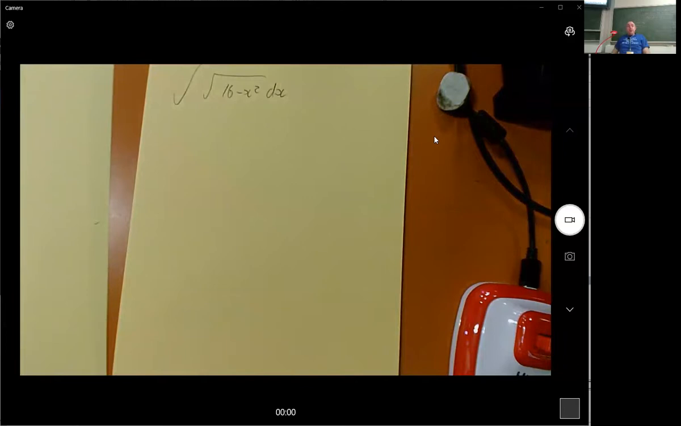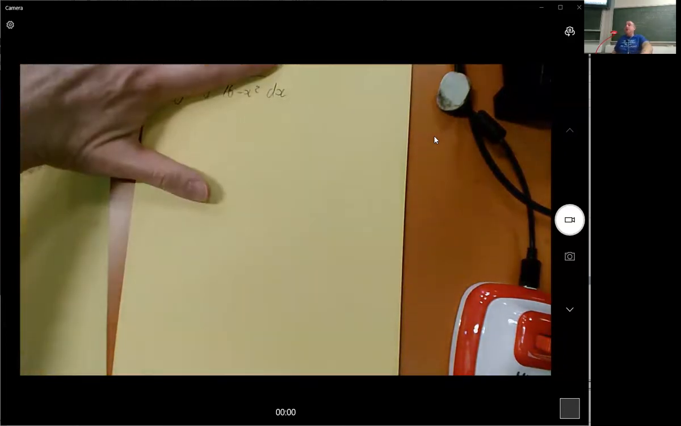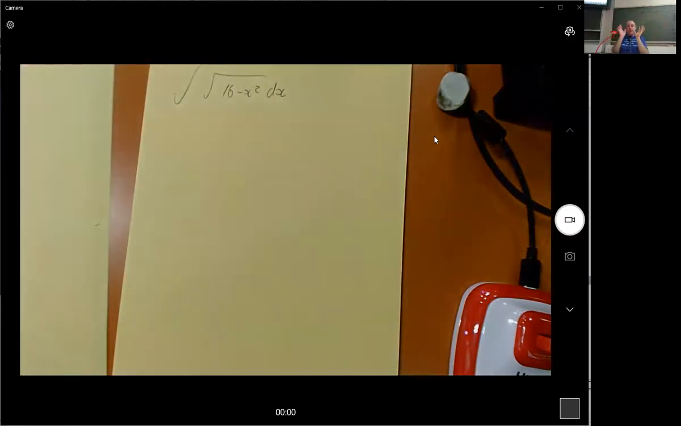And what we would like to do is get rid of that square root, because that's the annoying thing. Because if that square root wasn't there, we'd totally just be able to do it: power up by one, divide by new power, yay. So it's the square root that's the problem. If we could turn this into something that's already squared, then the square root and the square would cancel each other out and we'd be really happy.